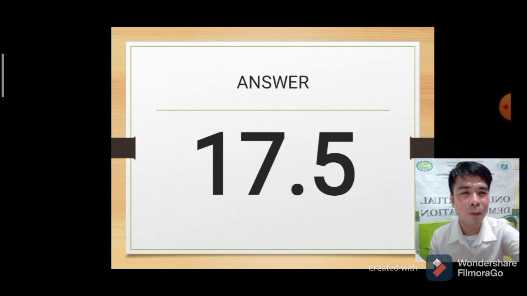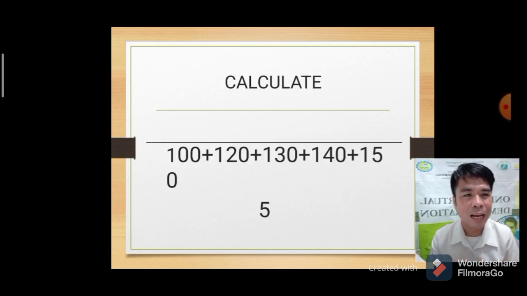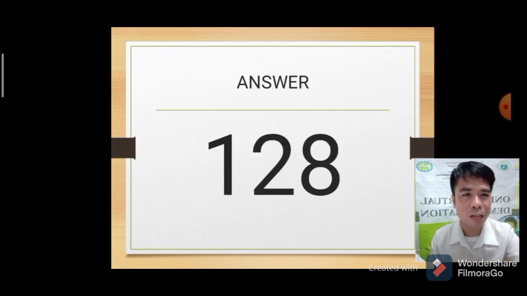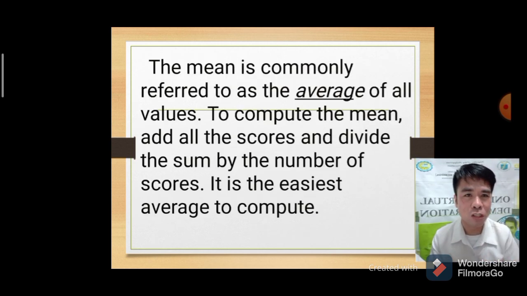Now how about our last problem? Calculate 100 plus 120 plus 130 plus 140 plus 150 divided by 5. Press enter, because our answer is actually 128. Okay, that's great. Those are some of our activities that will be relatable later on with our discussions.